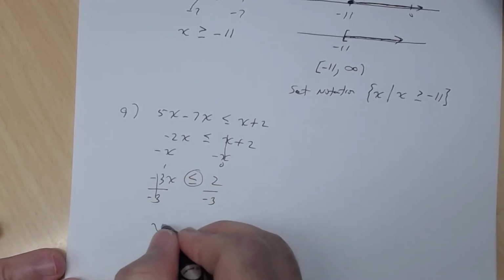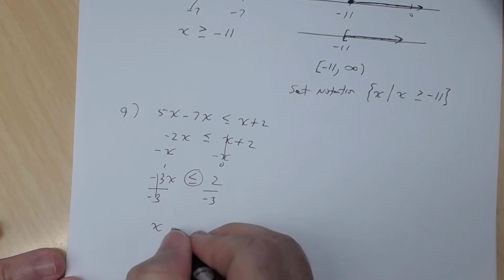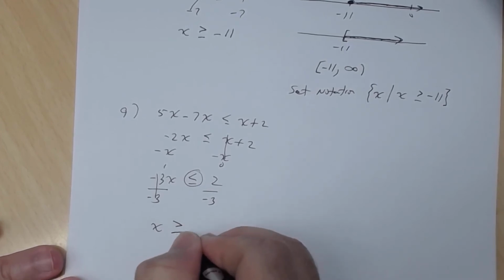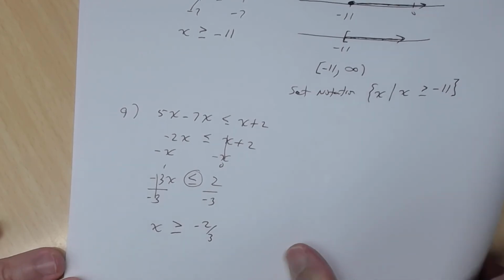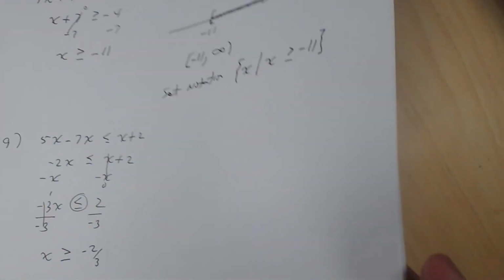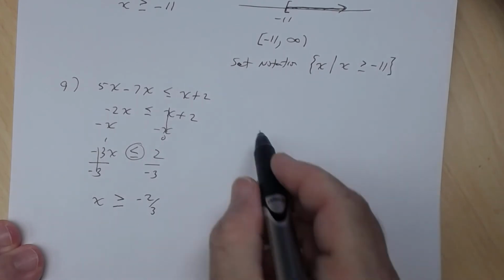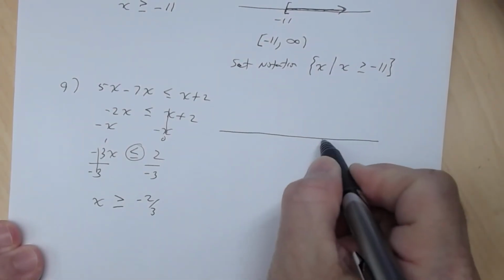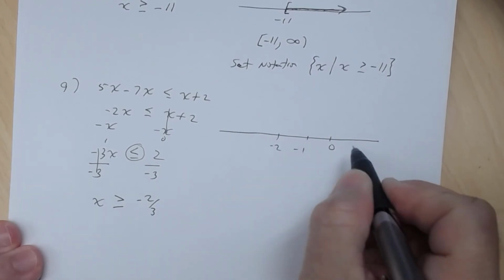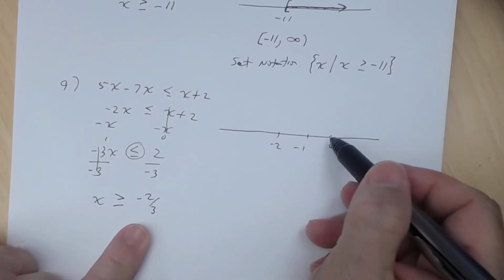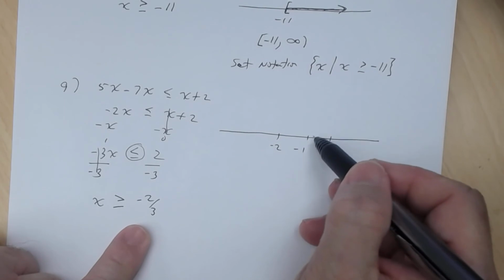1 times x is x. So I get x. So the solution would be any real number that's greater than or equal to negative 2/3. And so on the number line, if this is 0, this is negative 1, this is negative 2, negative 2/3 is between 0 and negative 1 and closer to negative 1.